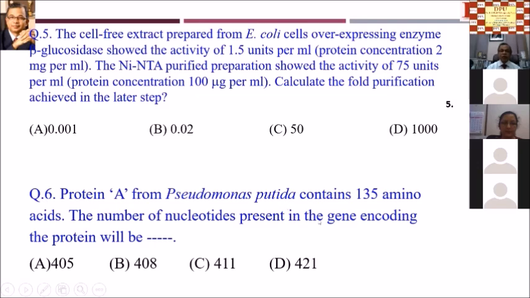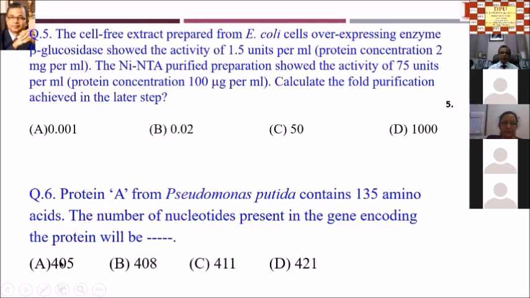And protein A from Pseudomonas putida contains 135 amino acids. The number of nucleotides present in the gene encoding the protein will be, this is simple calculation, again arithmetic. 135 amino acids can be coded by 135 into 3 nucleotides, right? So if you multiply 135 by 3, it becomes 405, right? So you have two options here which are close to it, 405 and 408, and the others are too far away.